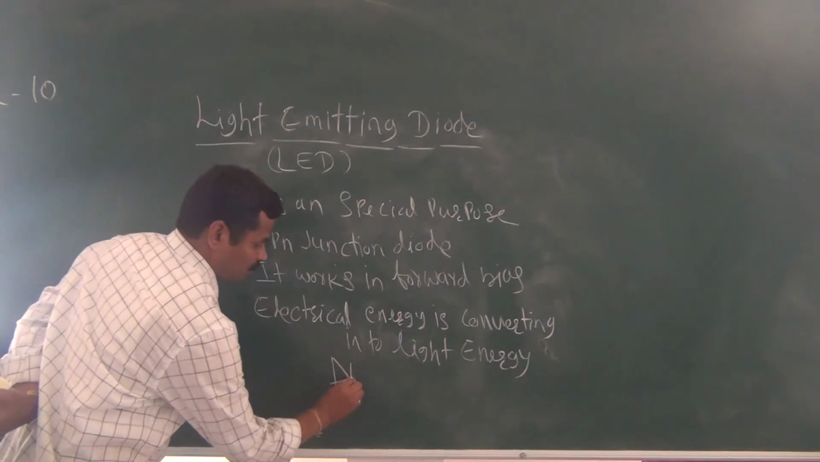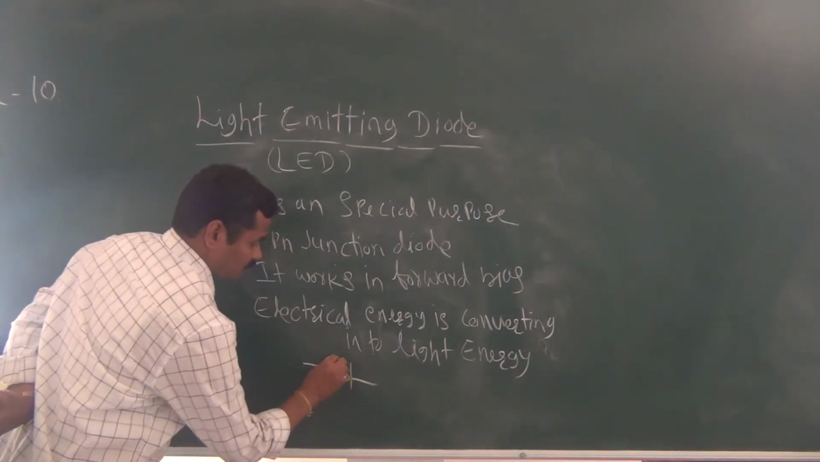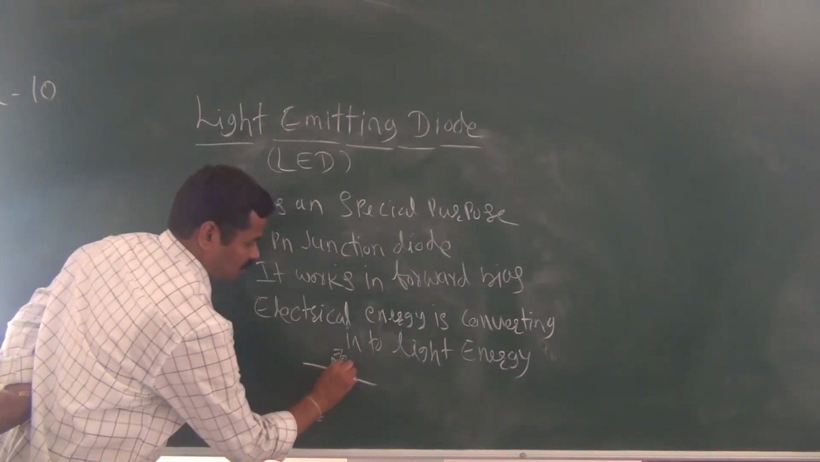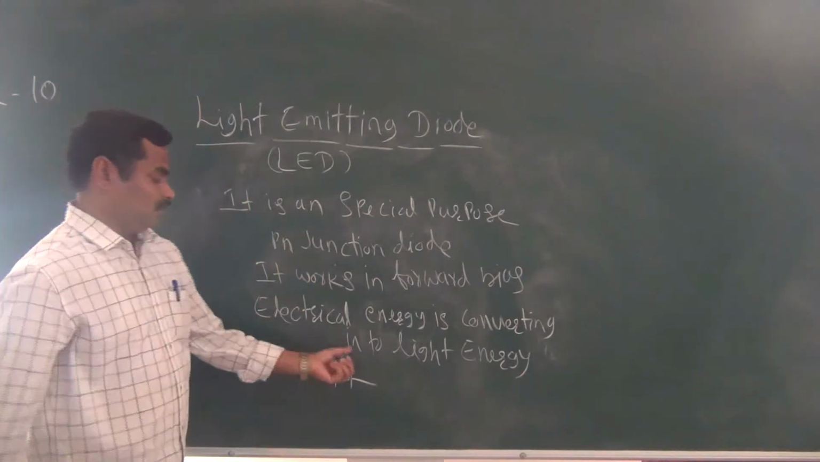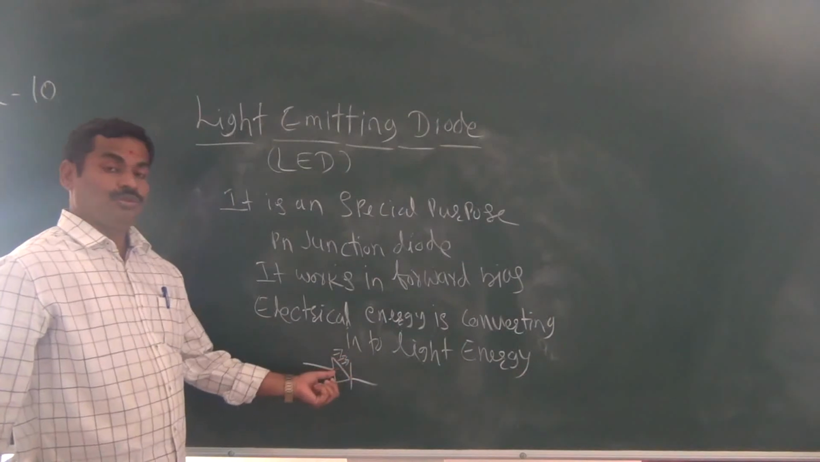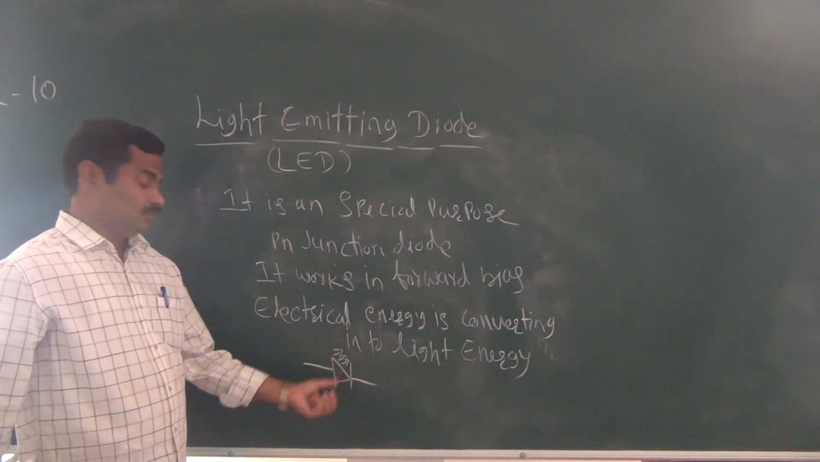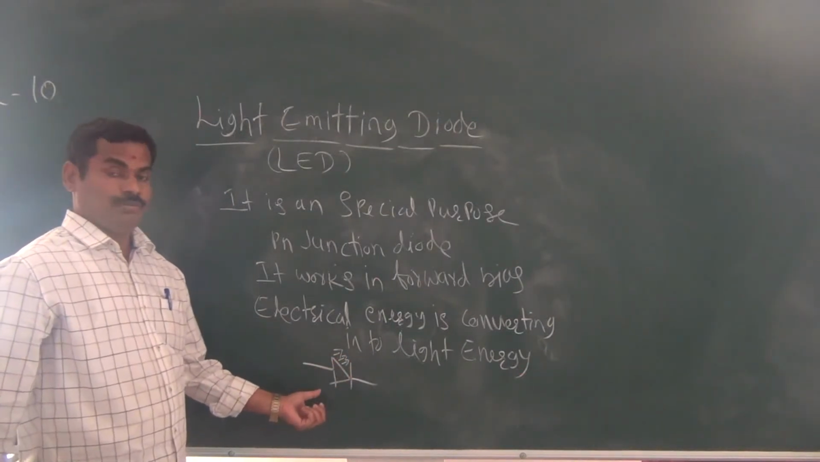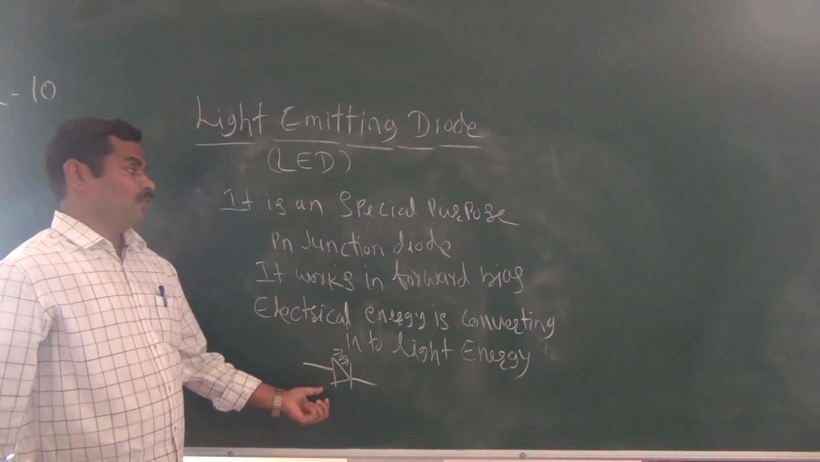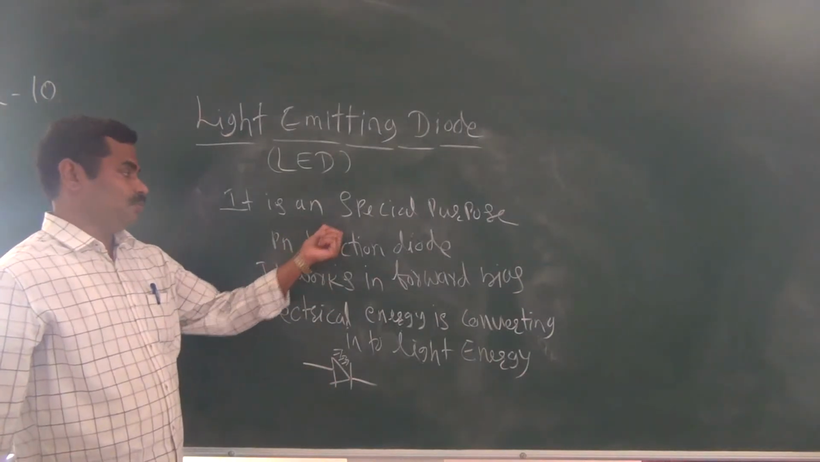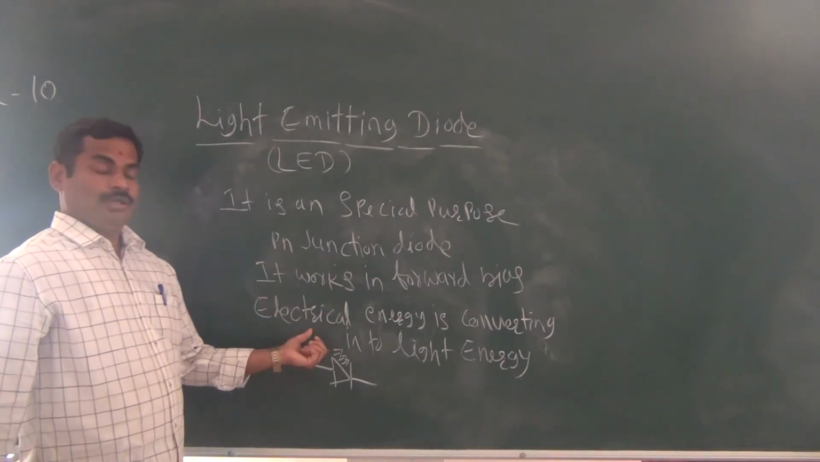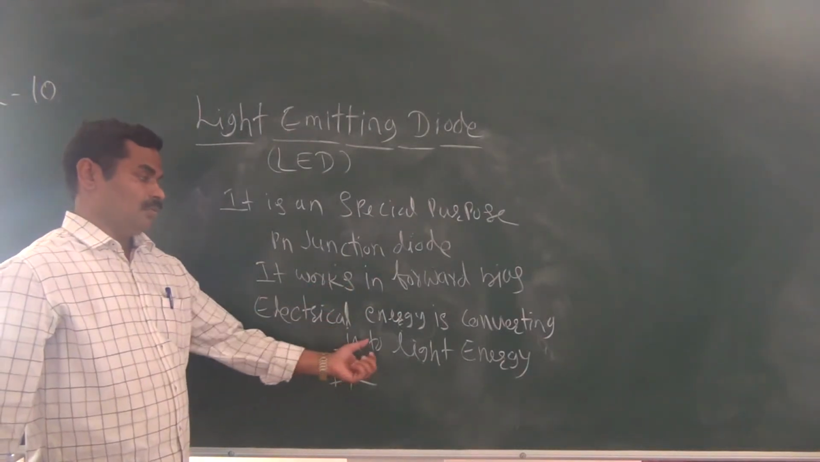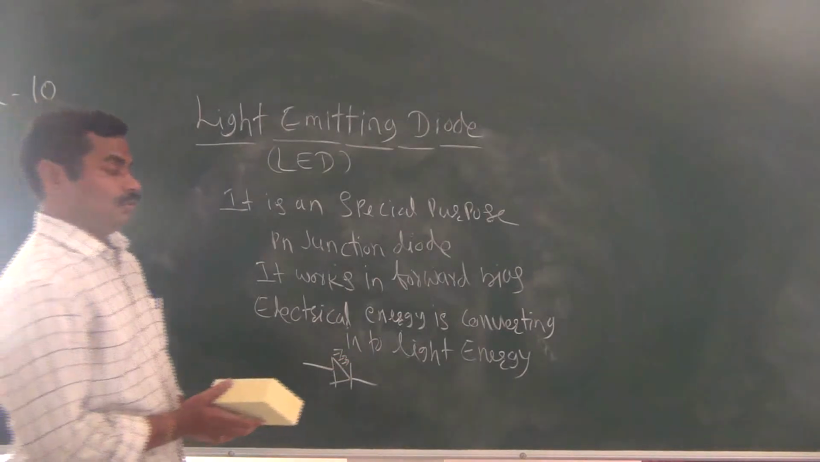The symbol of the LED is like that. The arrow is away from the junction. In the photodiode, the arrow is moved towards the junction, but here it is away from the junction. This is about the symbol of your LED. No doubt, the LED is a special purpose PN junction diode, it works in forward bias, and electrical energy is converted into light energy. This is the brief about your LED.